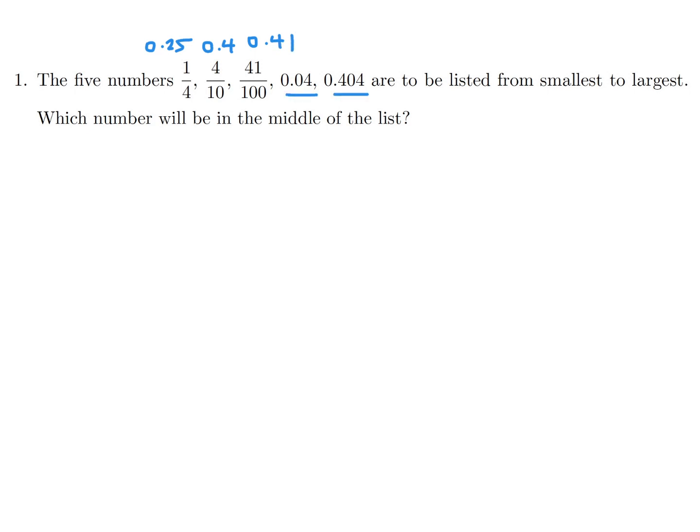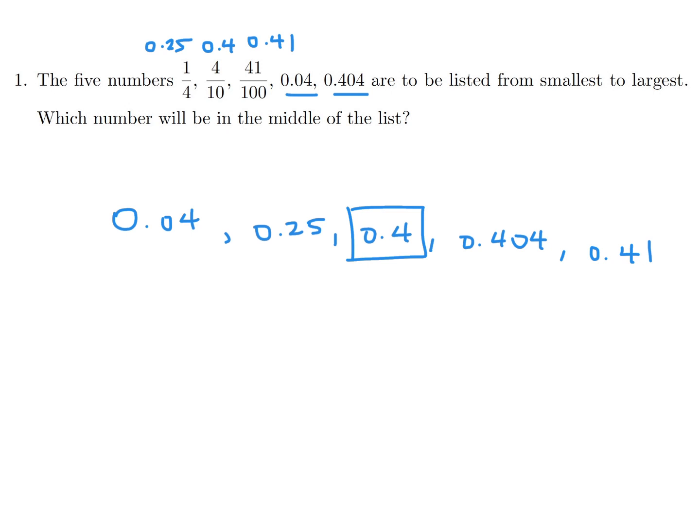So let's now list them from smallest to largest. So the smallest, I believe, is 0.04, then 0.25, then 0.4, 0.404, and finally 0.41. And the middle one is this one right here. So in their original list, that was this guy, 4 over 10, is the middle of the list.